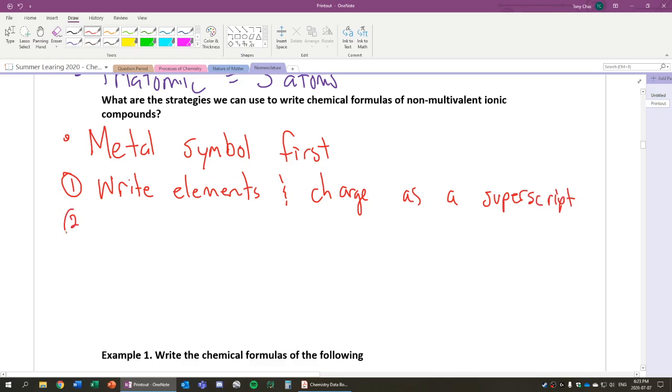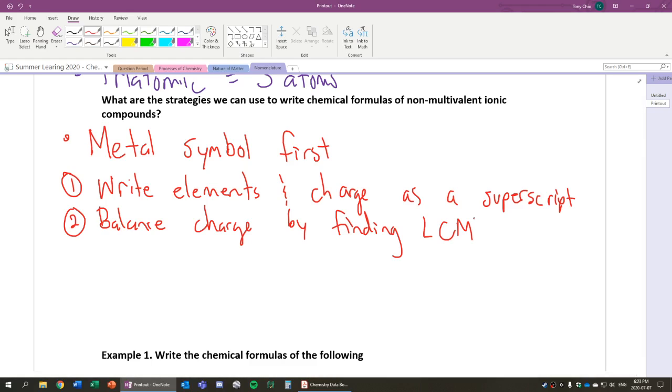Step 2. Balance charge by finding the LCM. What that means is because compounds are neutral, you have to make sure the positive charge and negative charge balance out by having multiples of that element.